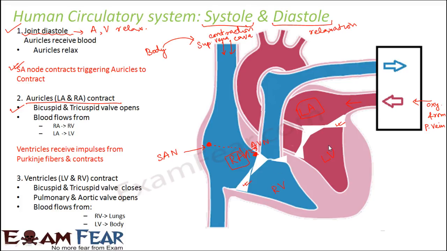Now in this picture, I'll show you with an animation, but I'll show just the deoxygenated part to avoid confusion. As soon as the auricles contract, this tricuspid valve opens and blood starts to flow from right auricle to right ventricle. Similarly, it happens on the other side also. This valve will open and blood will start to flow from left auricle to left ventricle.